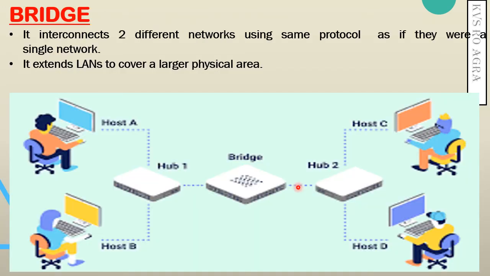Bridge. It interconnects two different networks using the same protocol. This is very important, same protocol, and the two networks will work as if they are a single network. So basically we can extend a LAN using bridges. We have seen bridges over rivers, over roads. So two roads are connected using a bridge. Now people on both sides can use that bridge to go to the other side. Similarly, once a bridge is used, any computer of one network can communicate with a computer of the different network through the bridge.